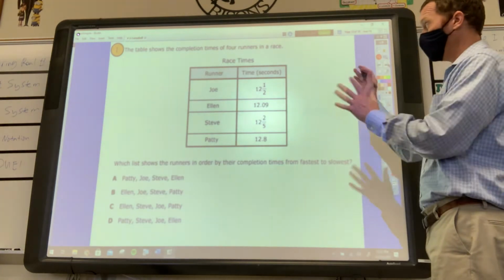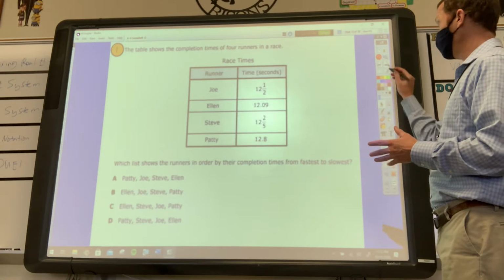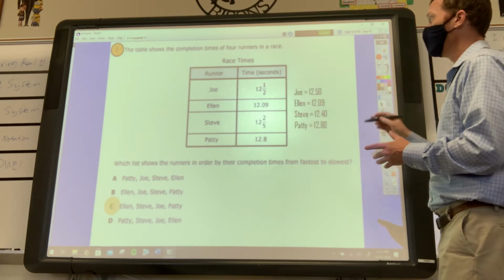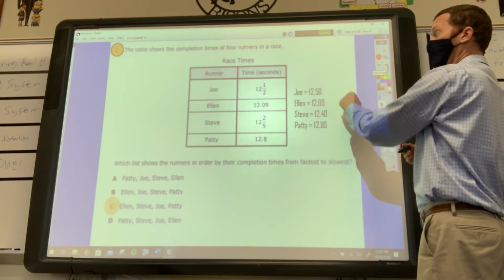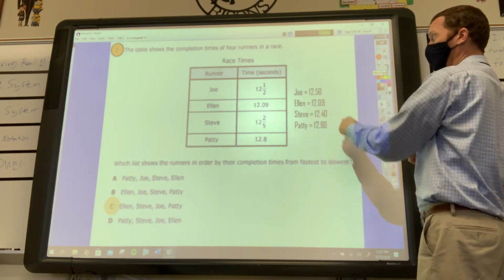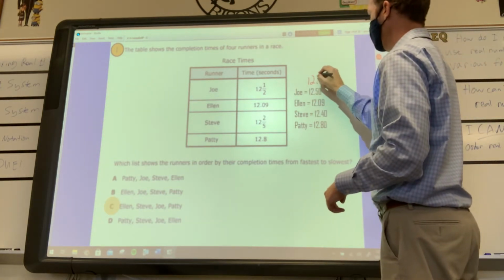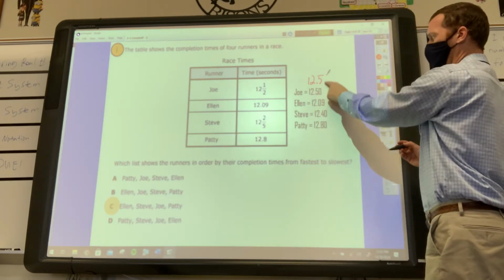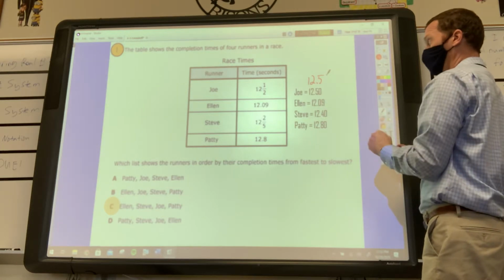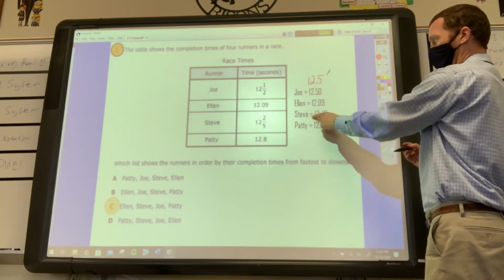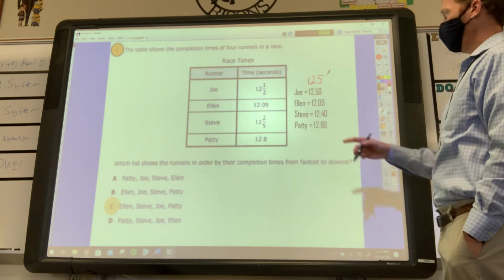Now, if you're totally good with this, great. But if that makes you a little bit nervous, then I would like to point you to this kind of structure right here. If you take Joe's number and you turn it into a decimal, it'd be 12.50. If you take Ellen's number, it's 12.09. And by the way, if you type Joe's number into a calculator, it actually says 12.5. But I'm adding that 0 because I want it to be comparable to Ellen's number. I want to see both numbers with both sets of decimals right there. And then Steve, likewise, if you put it in the calculator, it'll say 12.4, but I'm adding the 0. Patty, I'm adding the 0.